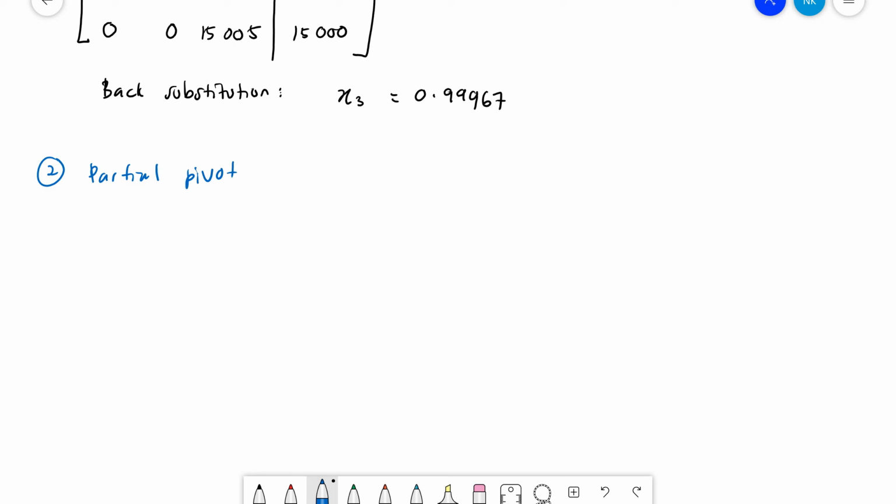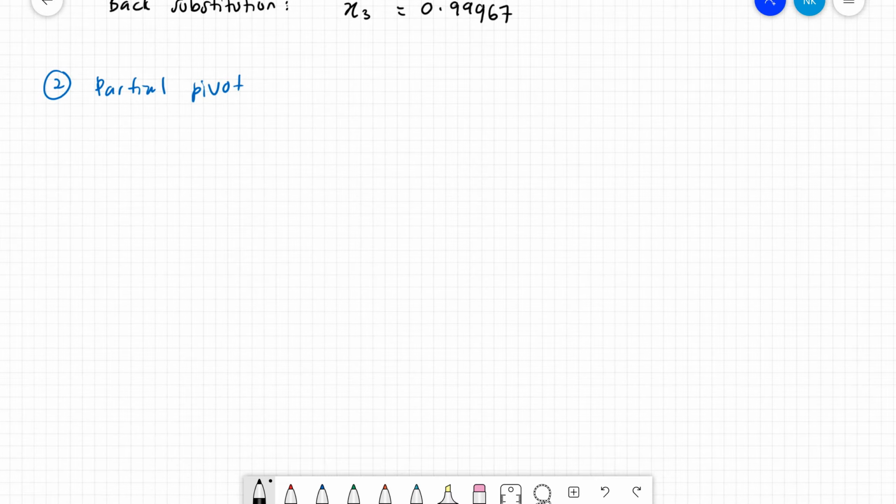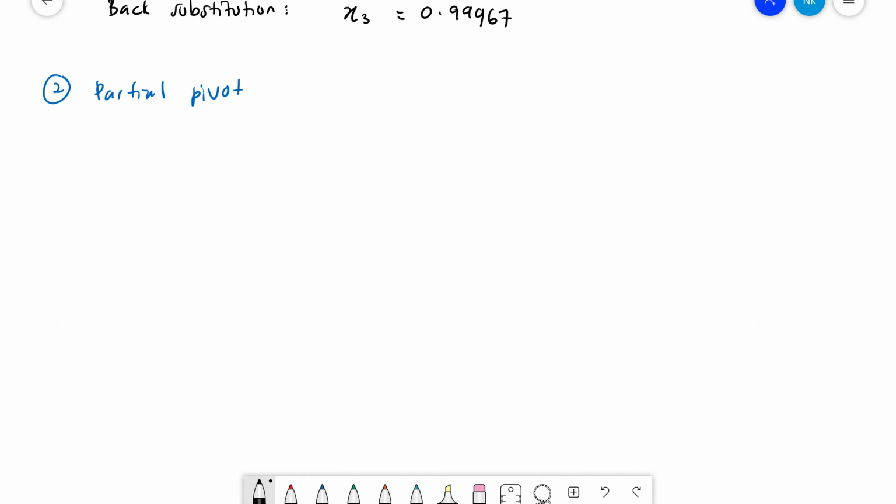Partial pivot method. So what was our equation again? This is our augmented matrix: 10, -7, 0, 7, then -3, 2.099, 6, 3.901, and 5, -1, 5, 6.